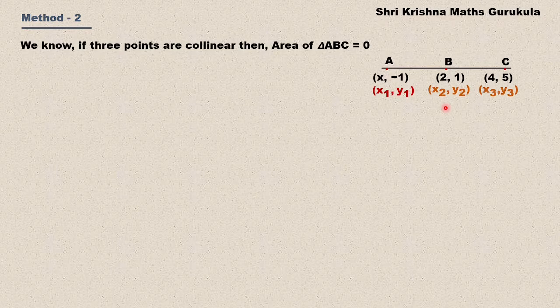That means there is no triangle that exists. So I can say area of the triangle is 0. So area of triangle ABC is 0. We are using this concept.